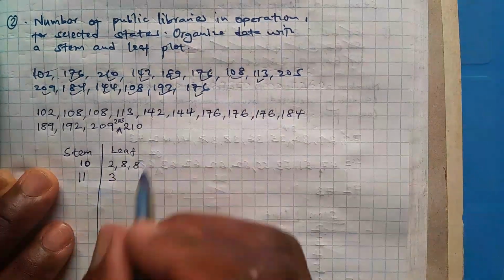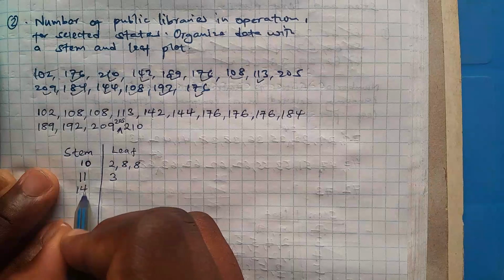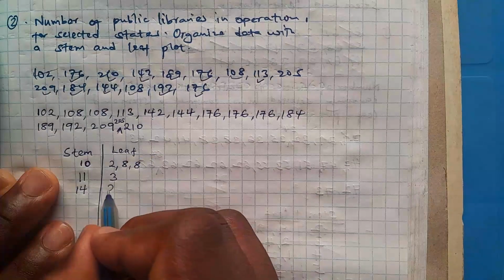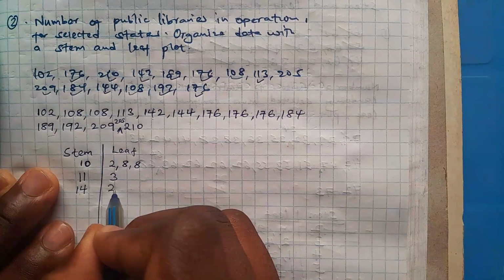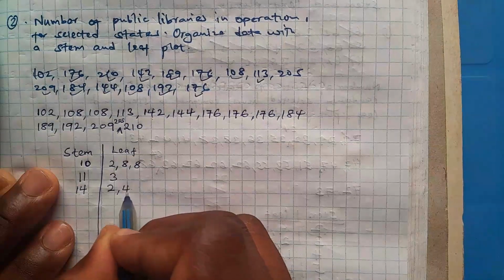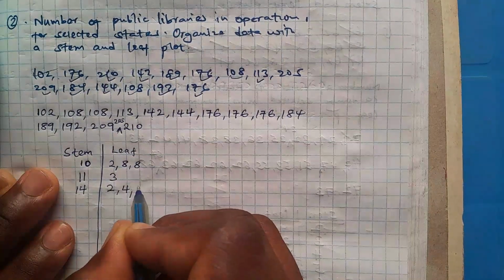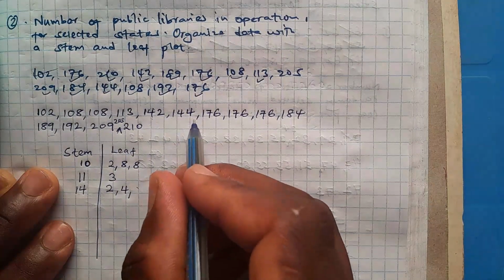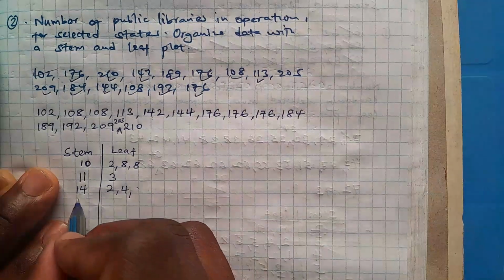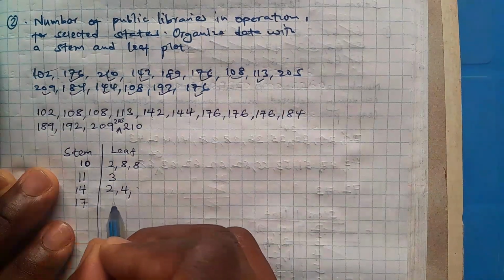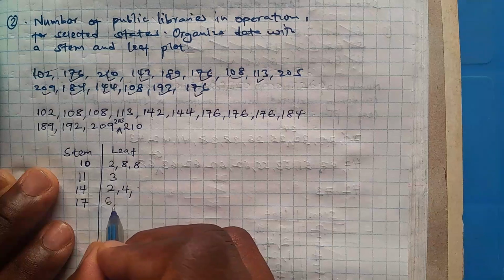We have 142. 14 becomes our stem, and 2 becomes our leaf. We have 144. We have 100, and we proceed to 176, where 17 becomes our stem, and then we have 6, our first leaf.